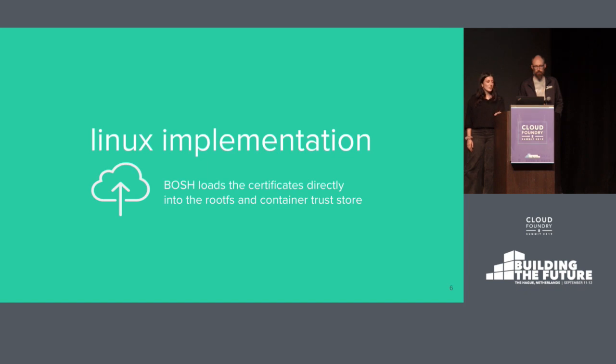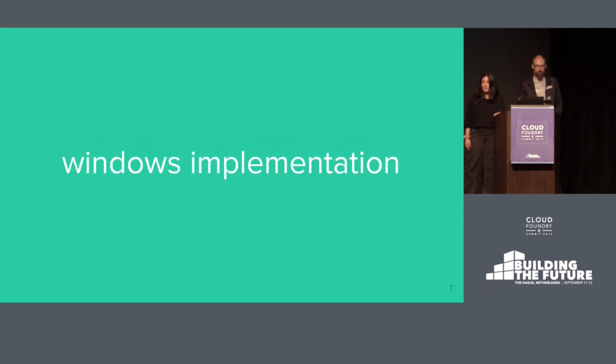First, the Linux implementation. Operators, as I said, add their custom certificates through the deployment manifest, and then BOSH will automatically load these certificates directly into the root file system in the container trust store, and ta-da, your apps can communicate with the secure endpoints. We would have liked to do the same thing on Windows, but it wasn't this straightforward because not only do you need to update the root file system, but on Windows you also need to update the Windows registry. There's no easy way to manually update the Windows registry, so we had to implement a workaround.